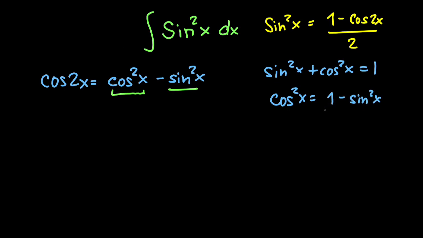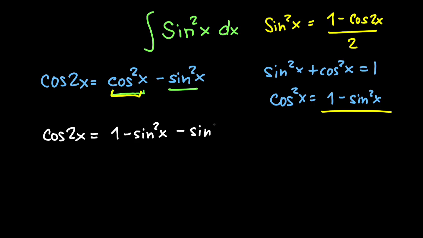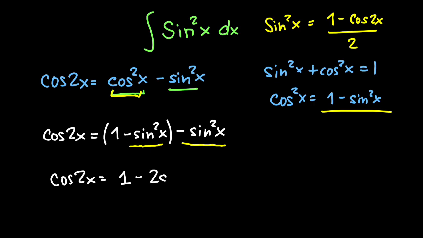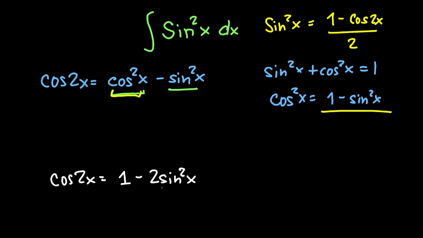So substitute this into the value of cosine squared of x, which makes this cosine 2x equal to 1 minus sine squared x minus sine squared of x. So like that. And so negative sine squared x plus negative sine squared x would be negative 2 sine squared of x, since they are like terms. What we will need here is simply sine squared of x.